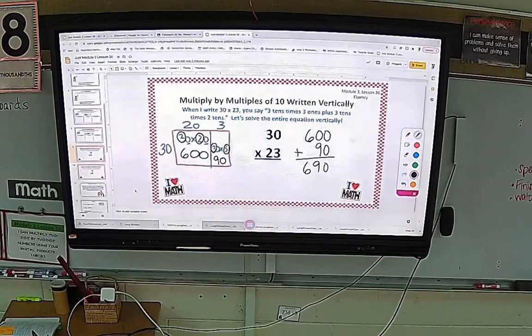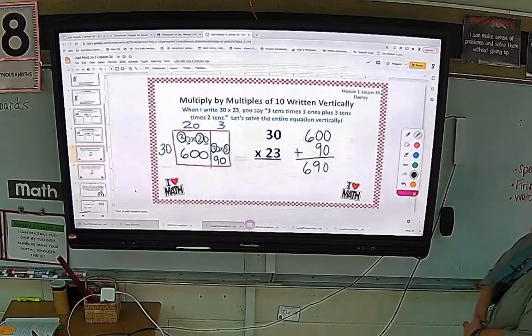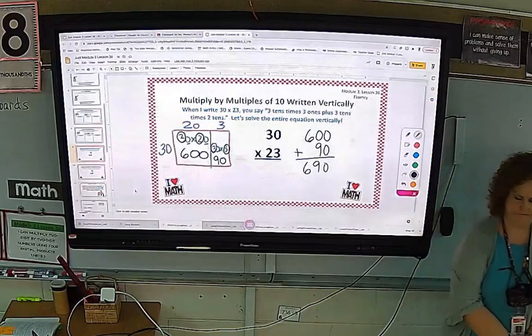Okay. Now that's just kind of warming us up because we're going to take that area model today. We're going to change it just slightly. Can we check this? Could we check our 690? What do you think? No.